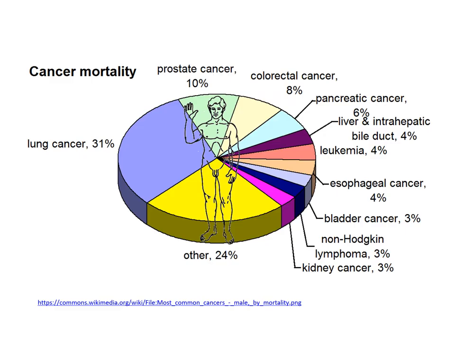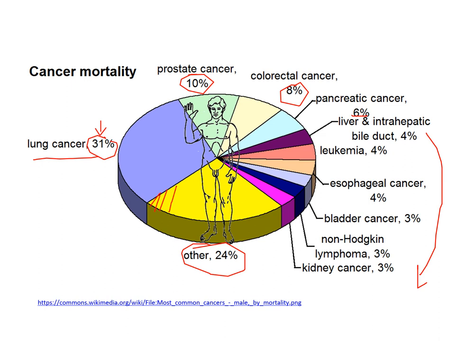Okay, so let's start. This is a diagram that shows cancer mortality, and here you see that although lung cancer is very common, representing 31%, prostate represents 10%, colorectal cancer represents 8%. Here pancreatic cancer is much less frequent, and you can go through all of them and you get smaller and smaller amounts. However, 24% are other types of cancer, so here you will have tiny amounts of subgroups of types of cancer. But when you combine all those types of cancer, they are one of the most common types of cancer, yeah.